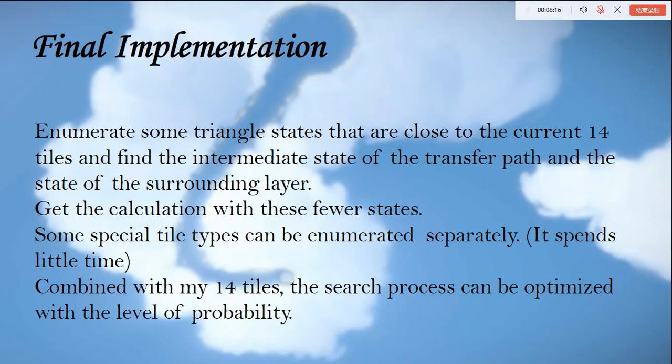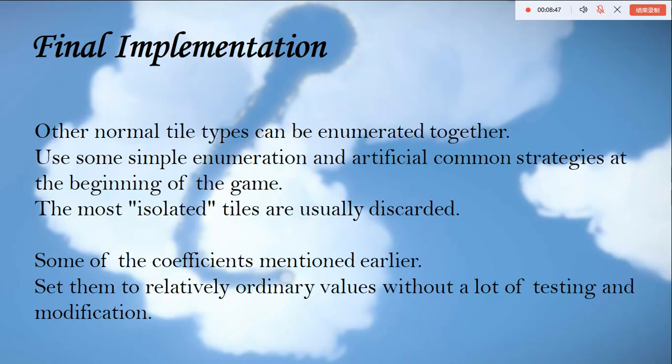Except for the special tile types such as seven pairs, thirteen orphans, honors and knitted tiles, knitted straight, etc. They can be enumerated separately. The enumeration of these special tile types spends little time. Combined with my 14 tiles, the search process can be optimized with the level of probability. How the normal tile types can be enumerated together can also be optimized.